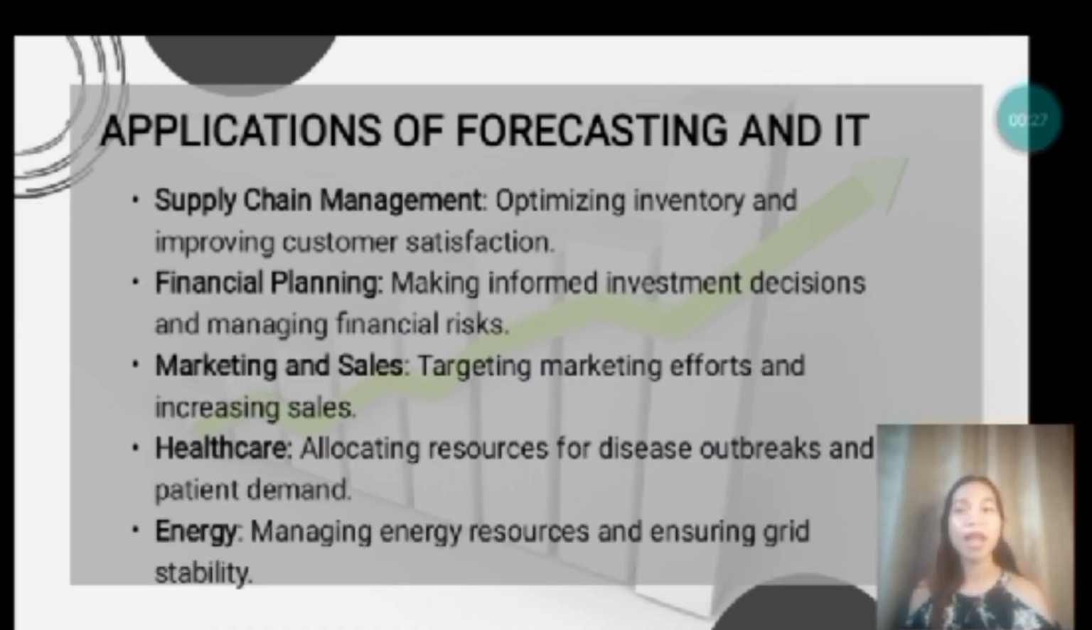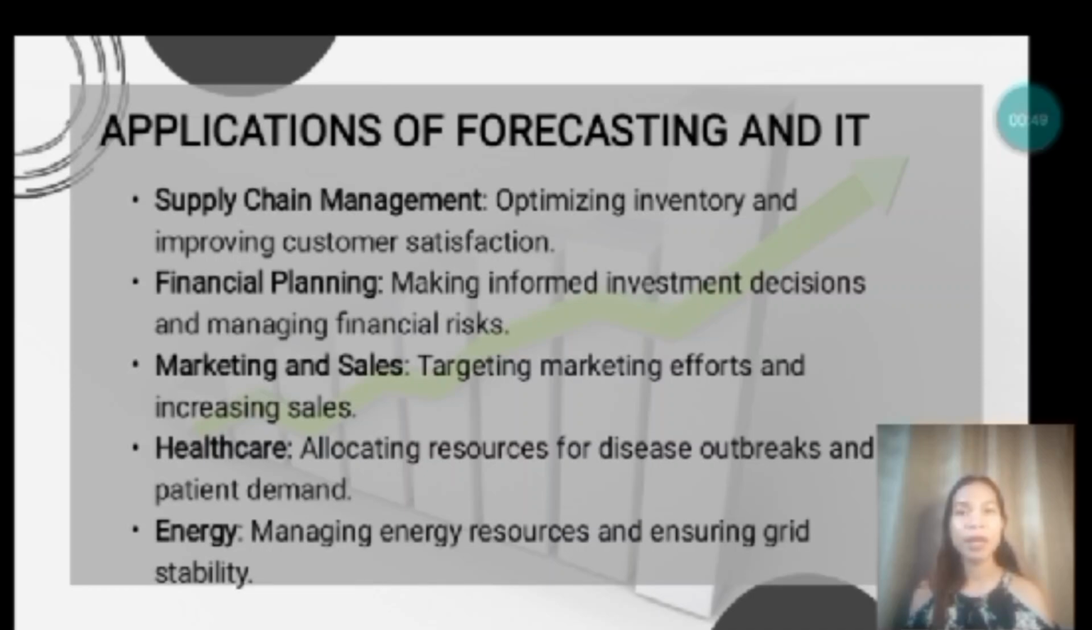For example, a large retailer like Walmart uses forecasting to predict how much of each product they need in their store. So this helps them avoid stockouts and reduce excess inventory, ensuring customers can find what they need while minimizing storage costs. So second, financial planning.